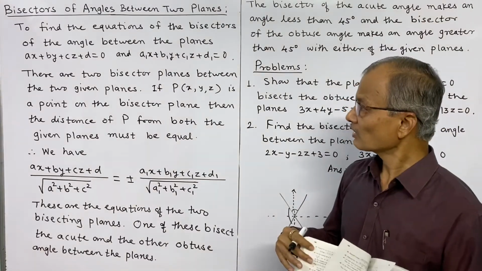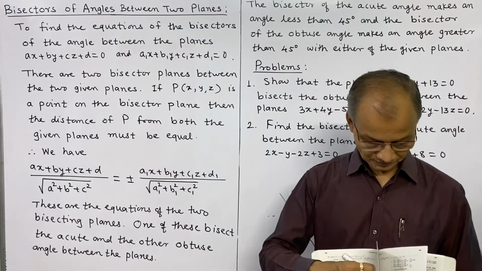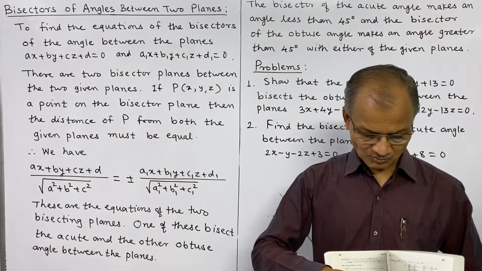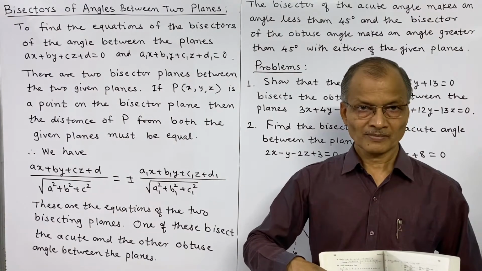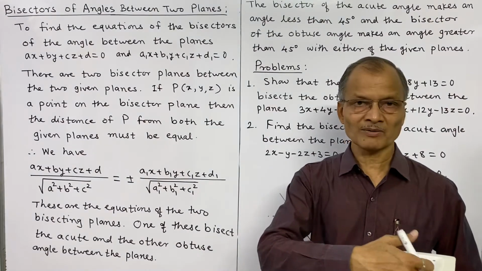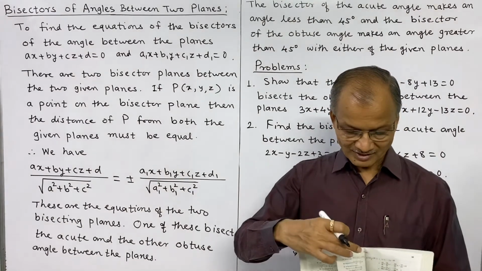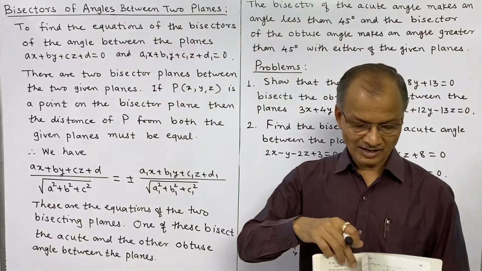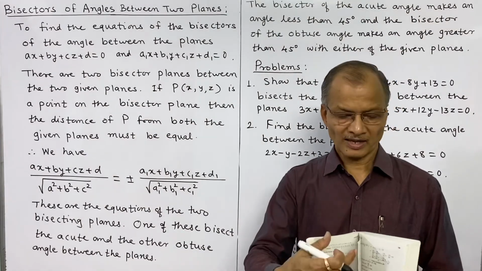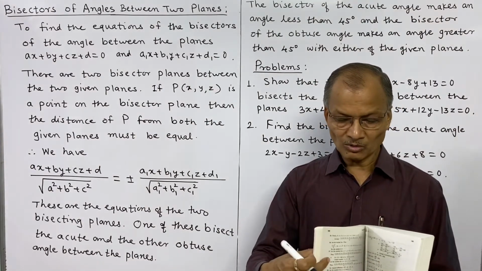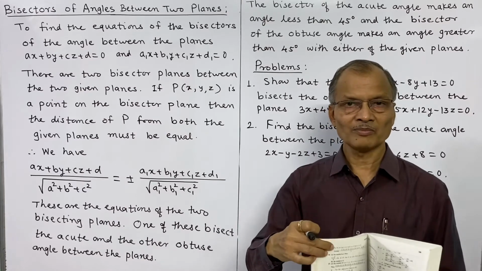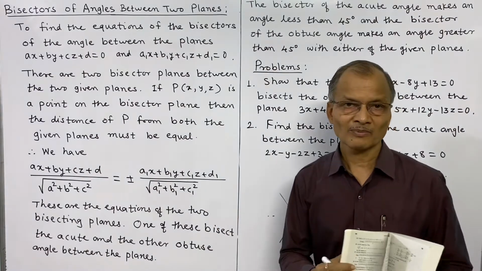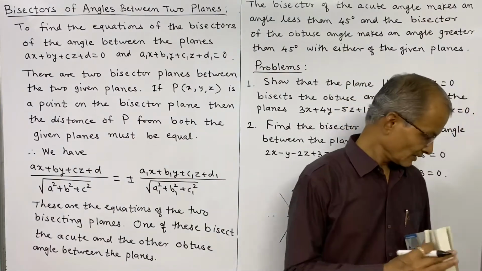And again, what is the condition for bisecting plane? If you consider any point on this plane, then the distance of this point to the first plane and the distance of the point to the second plane must be the same, because it is equally placed, or it makes equal angle with both the planes. Therefore the distance of any point on the bisecting plane to the first plane and the second plane will be the same. So this result we are going to use, and that gives directly the result for bisector of planes.